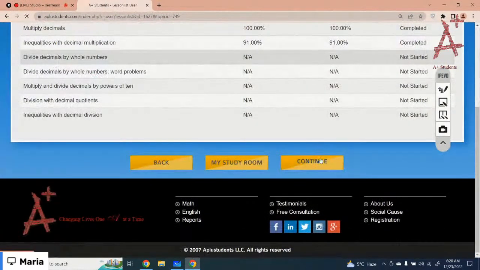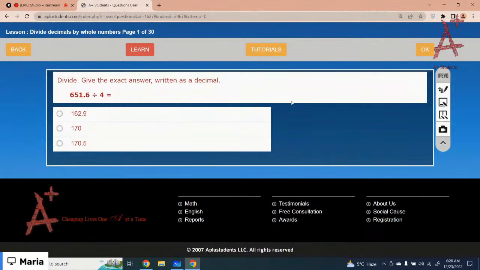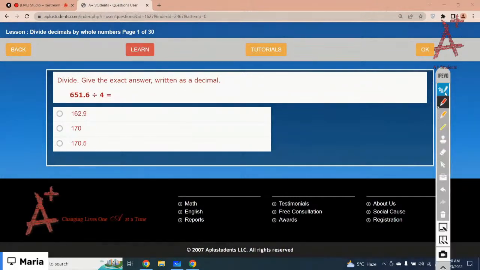So let's just start with the lesson. The dividend is the decimal and the divisor is the whole number. Got it? Like for this one, you have 651 divided by 4. 651 is the dividend, the decimal, and 4 is the divisor, the whole number.